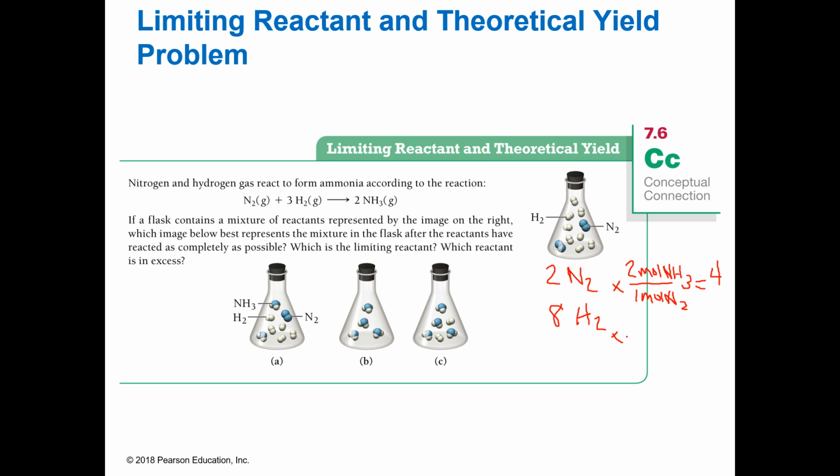Look at the same thing here for hydrogen. For every 3 moles of hydrogen, I make 2 moles of ammonia. So 3 moles of hydrogen, 2 moles of ammonia.